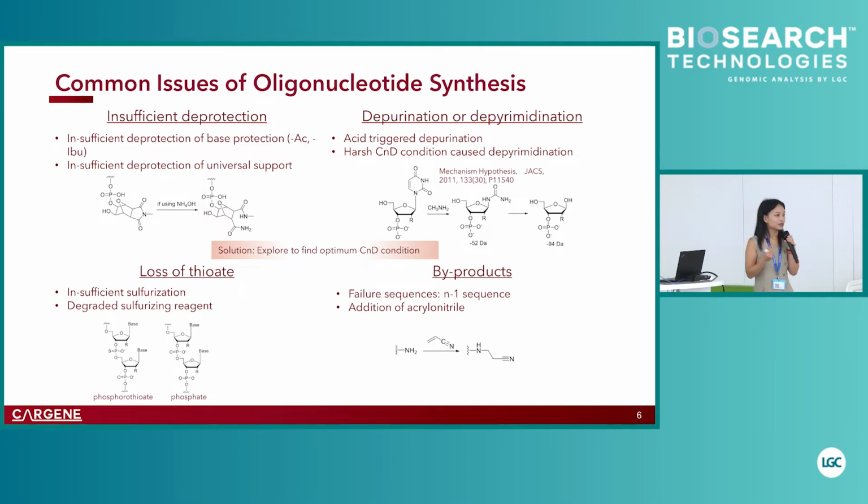This acrylonitrile is actually coming from the deprotection. It's a product from the deprotection. However, this acrylonitrile product can further react with the amino group and form this byproduct. But this one is actually very simple to remove. Basically, you just do a DEA wash on the CPG, and the chance of getting this is actually very low.